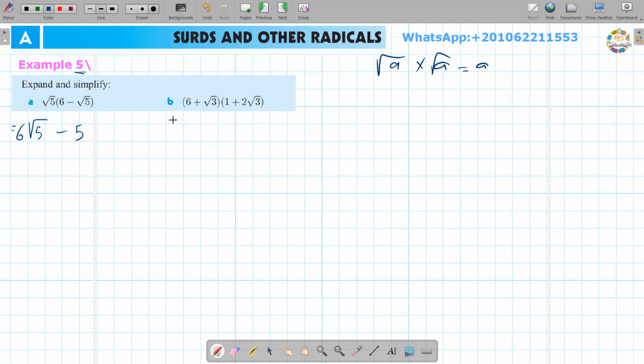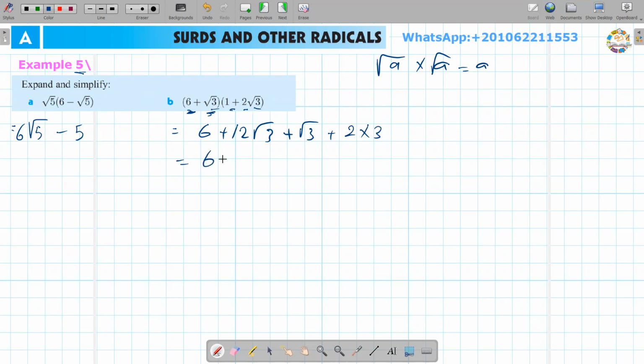What about this question? This is a critical one. First of all, 6 by 1 becomes 6. And after that, 6 by 2 becomes 12 root 3. And after that, root 3 by 1 becomes root 3. And then root 3 by 2 root 3 becomes 2 by 3, because root 3 by root 3 becomes 3.